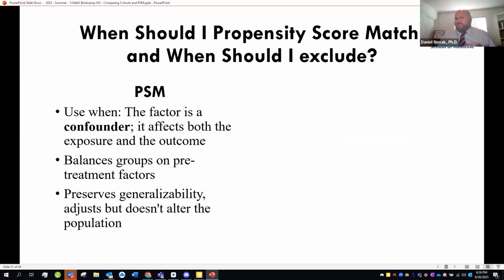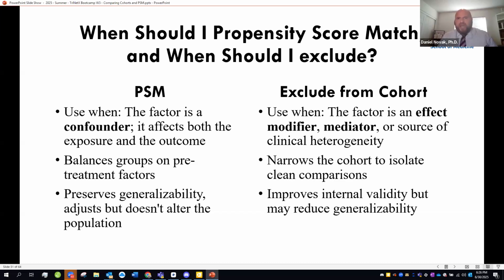So when should you exclude and when should you propensity score match? When something is a confounder and it affects both the exposure and the outcome, you're going to want to propensity score match for it. You're going to want to balance the groups based on those pre-treatment factors, and this preserves your generalizability and adjusts but doesn't alter your population. Similarly, if you have a modifier or mediator, you're going to want to exclude those because they can introduce all sorts of heterogeneity, all sorts of complexity into your model that can't be adjusted for using the propensity score match.